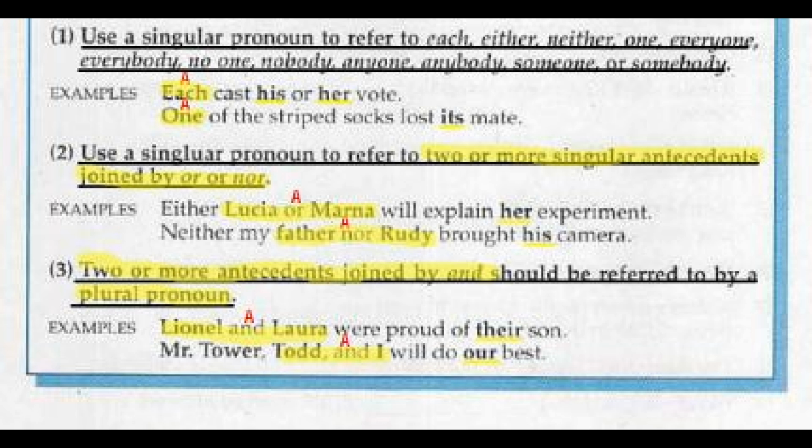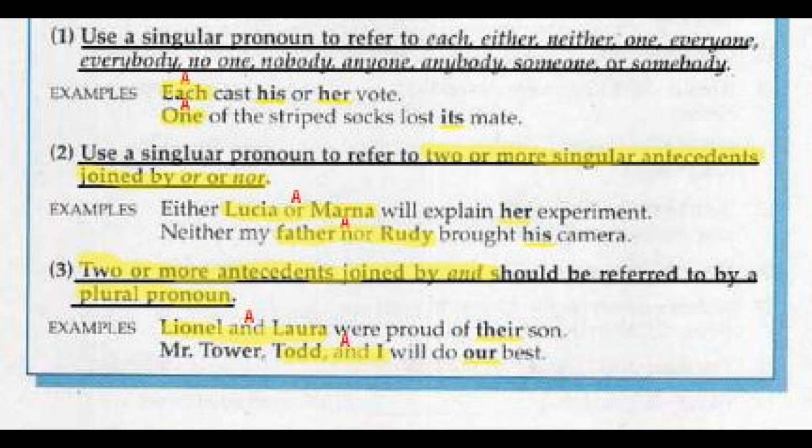Okay, let's do the last one, number 3. Two or more antecedents joined by and should be referred to by a plural pronoun. So let's look at this. This is different. Lionel and Laura, that's the antecedent, were proud of their son. Notice the verb, the to be verb is plural, were. And so the pronoun is also going to be plural here because Lionel and Laura are 2 people, and so you'll use the pronoun their son.